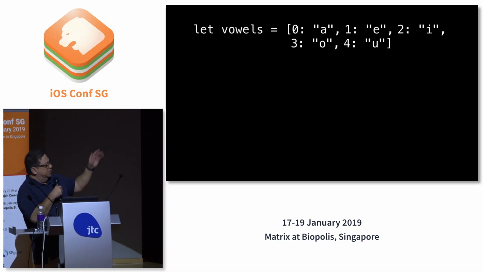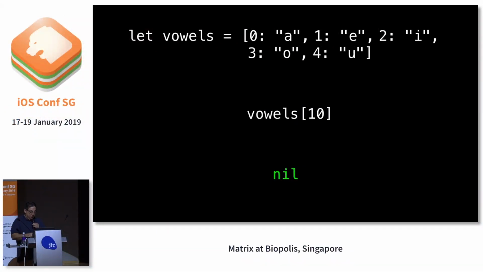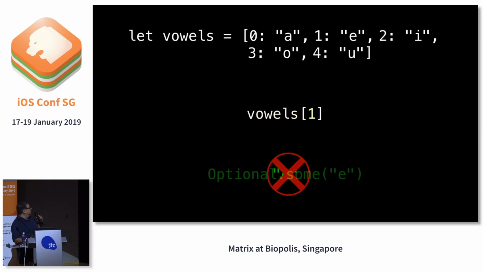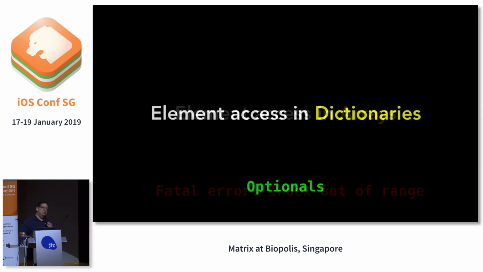So here's a very similar dictionary. I'm using integers as the key, and the vowels as the values. And so this time, in these key value pairs, when I ask for vowel 1, I get E. And when I ask for vowels 10, I get nil, which tells me there's an error in my playground, and that wasn't really an E. Instead, that was an optional E. So for arrays, we got fatal errors. For dictionaries, we used optionals.